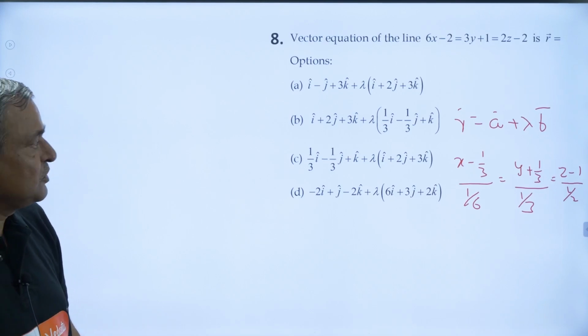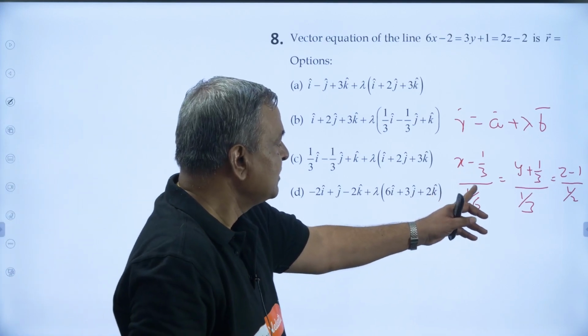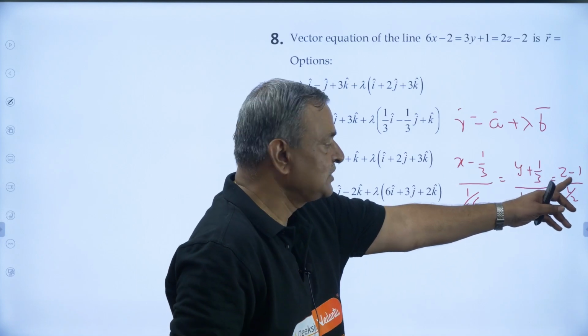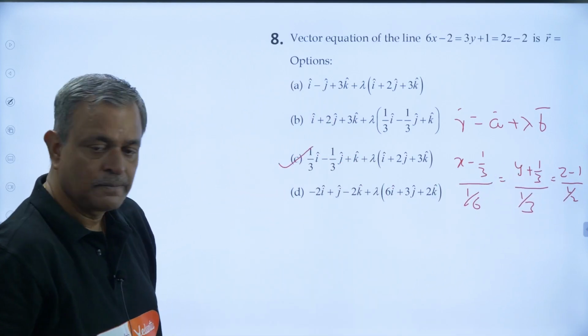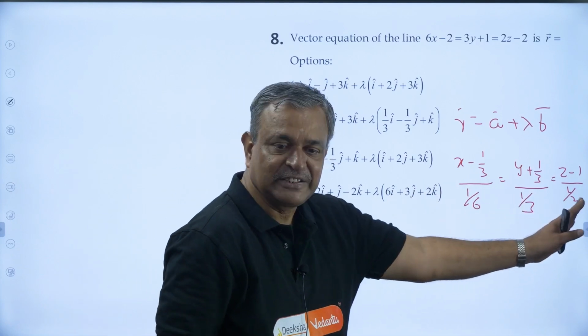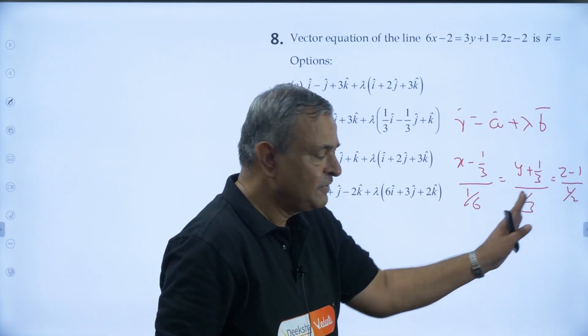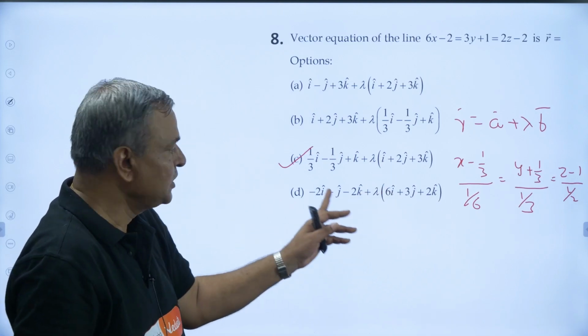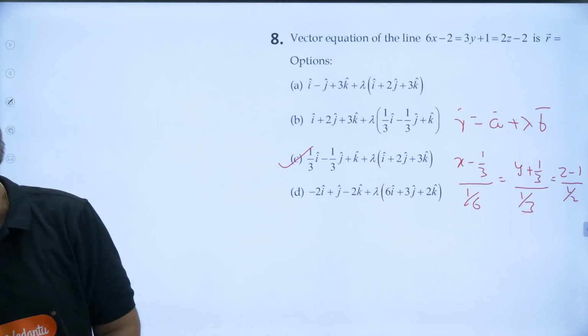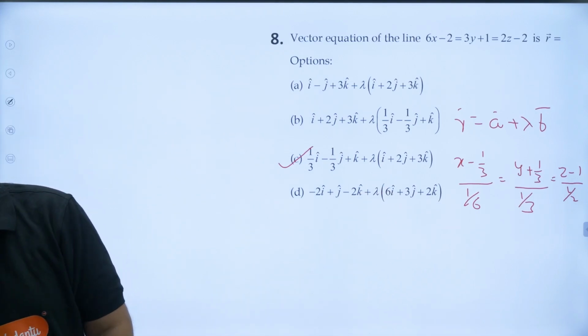So this is the line equation form. It passes through which point? 1 by 3, minus 1 by 3 and 1. And we can multiply the DRs by 6. That gives 1, 2, 3. Option C is correct.